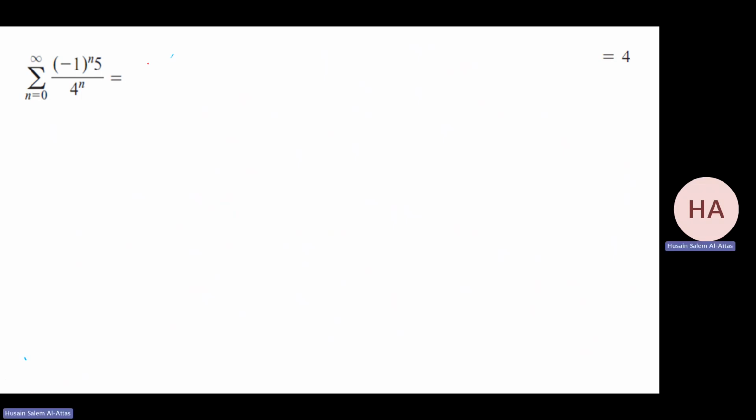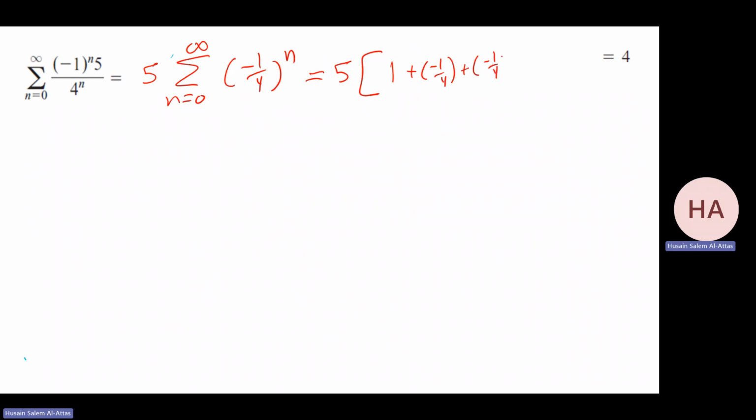This is 5. I can take it out. I don't care about it. This is (-1/4)^n. If you open it up, let me take the 5 outside, multiply by 5. That will be, at n equals 0, it will be 1. At n equals 1, minus 1 over 4. At n equals 2, (-1/4)^2, and so on.